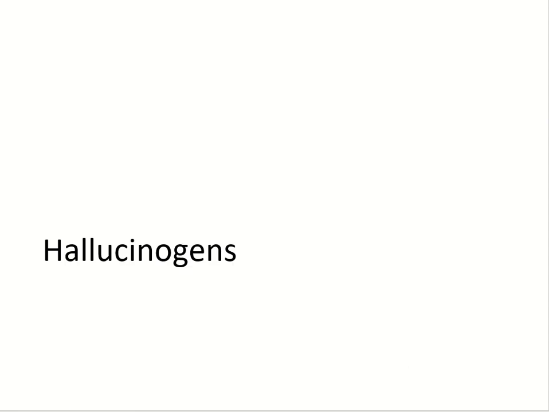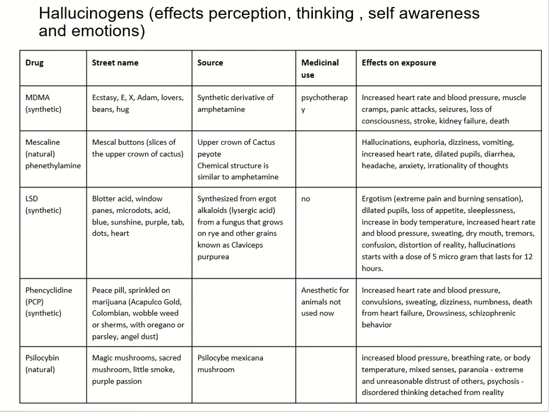Now the last category, hallucinogens. Hallucinogens affect perception, thinking, self-awareness, and emotions. The various categories of drugs are MDMA, which is a synthetic derivative of amphetamine, and mescaline, which is a naturally occurring substance. The source is the peyote cactus. Common names of MDMA are ecstasy, XTC, Adam, lovers, beans, hug, and that of mescaline are mescal buttons.